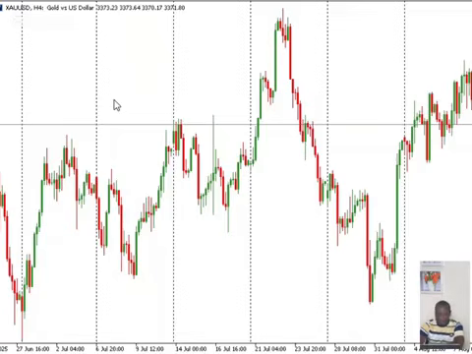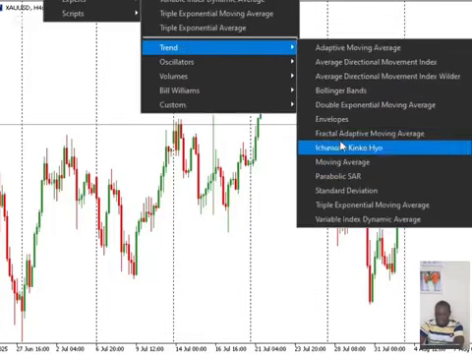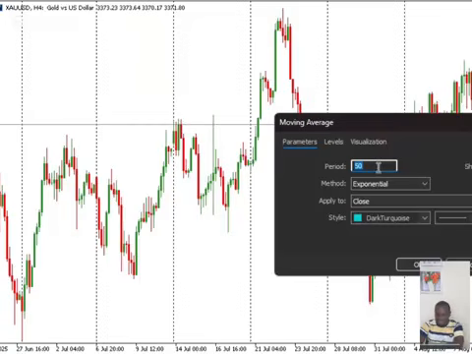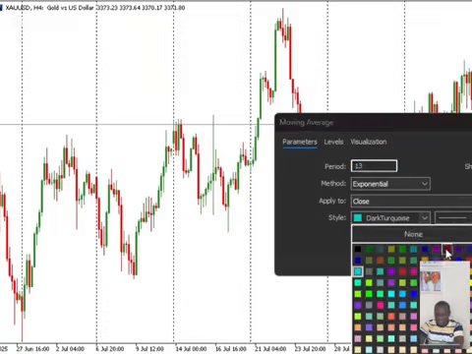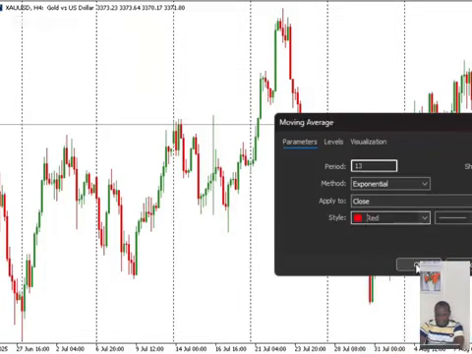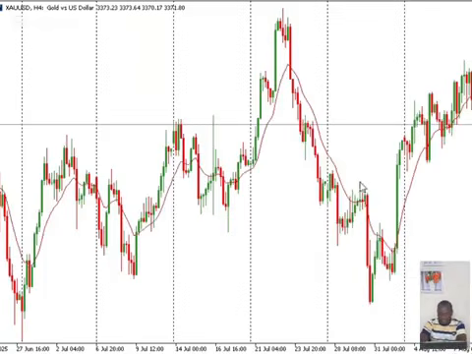So straight away, we're going to be adding our indicators to the chart. And the very first indicator we'll be working with is moving average 13. So let's add that to the chart. Come to indicators. We have the trend. Moving average 13. So we're going to be using the color red for it. Apply to close. And an exponential moving average. So that's it on the chart.